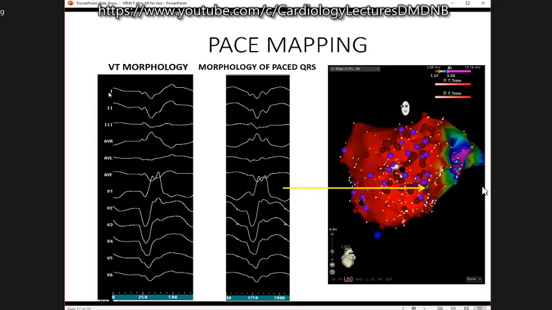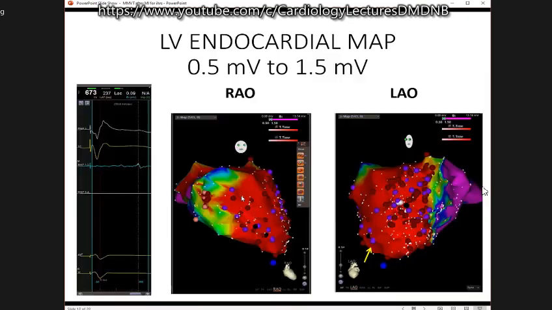Pace mapping requires you to first store the VT morphology, as in this patient, pace the ventricle, and see what is the match between this VT morphology and the paced QRS. So a good match tells you that this is one of the exit sites. It doesn't tell you much about which is the area of slow conduction.